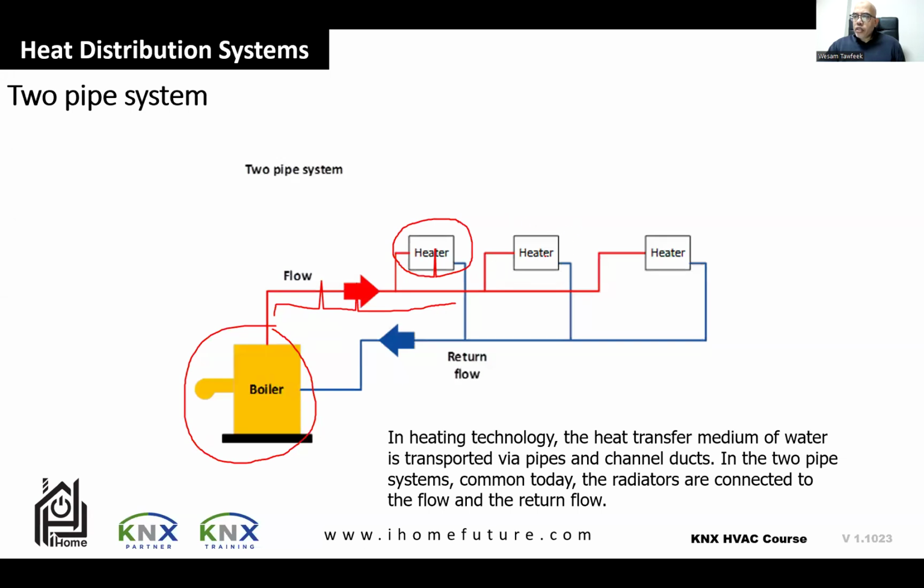Those heaters are getting the hot water, and the flow back is the cold water, because the water gets in very hot, then leaves the heaters after losing some power, which is the thermal energy that will be convected to make us comfortable, getting back as cold water. So in heating technology, the heat transfer medium of water is transported via pipes and channel ducts. In the two-pipe system common today, the radiators are connected to the flow and return flow. This is a very simple two-pipe system for the heating distribution system.